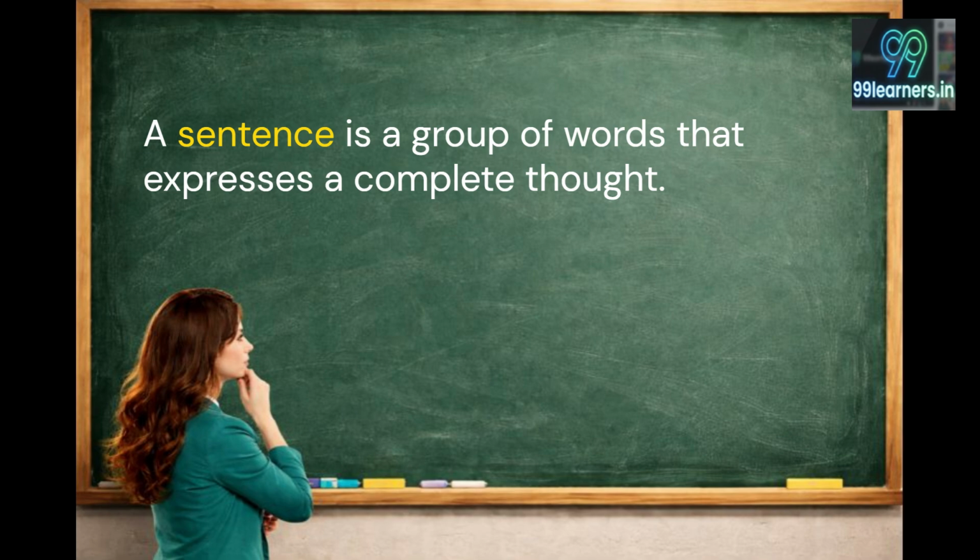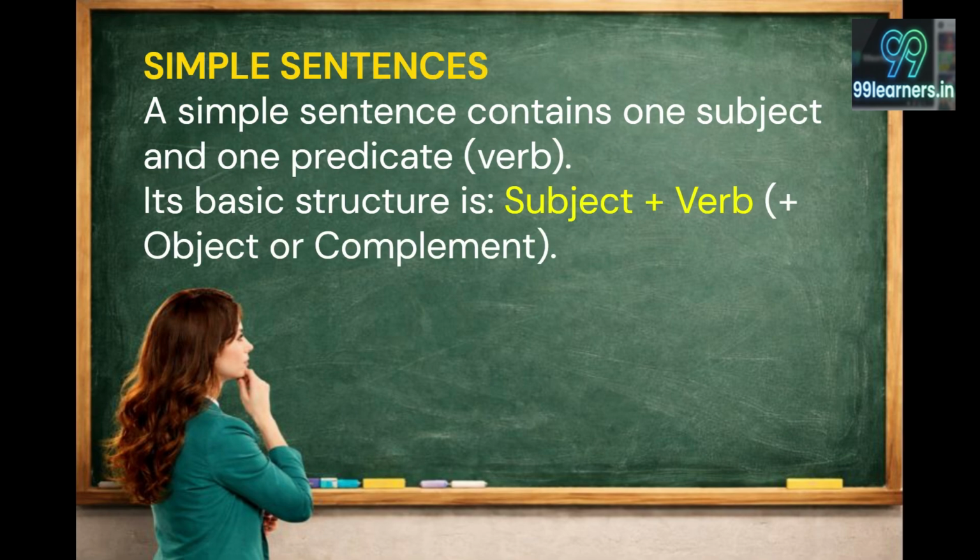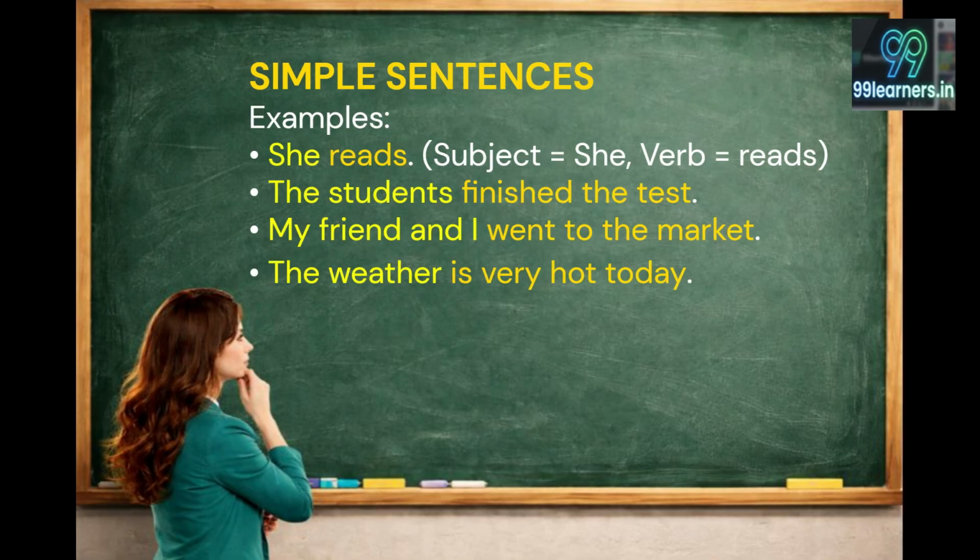Simple sentences. A simple sentence contains one independent clause, one subject and one predicate, verb, and expresses a complete thought. Its basic structure is subject plus verb plus object or complement. Examples: "She reads." Subject equals she. Verb equals reads. "The students finished the test." Subject equals the students. Verb equals finished.